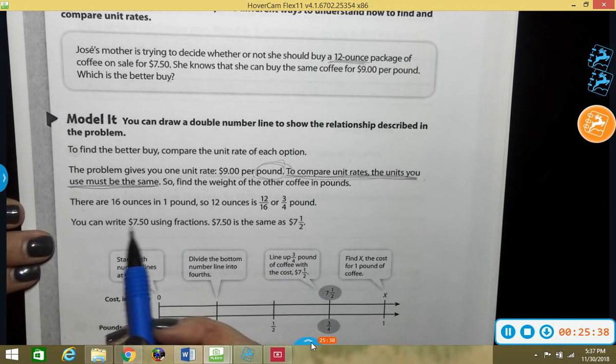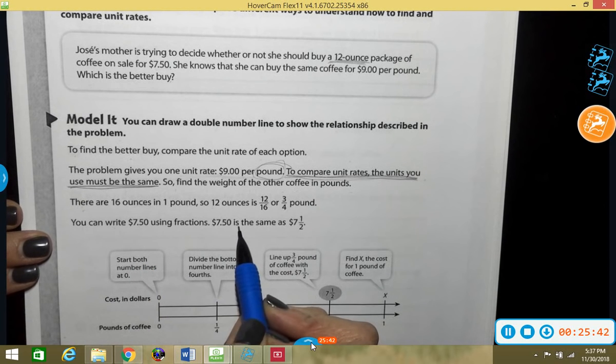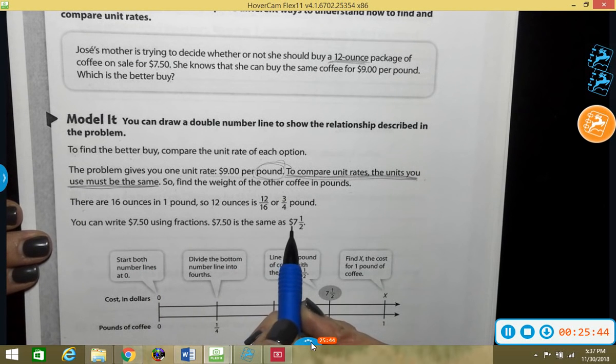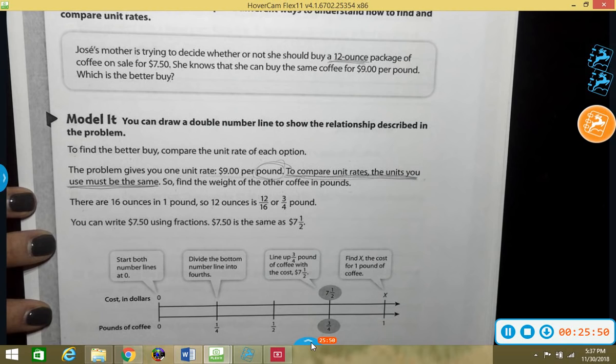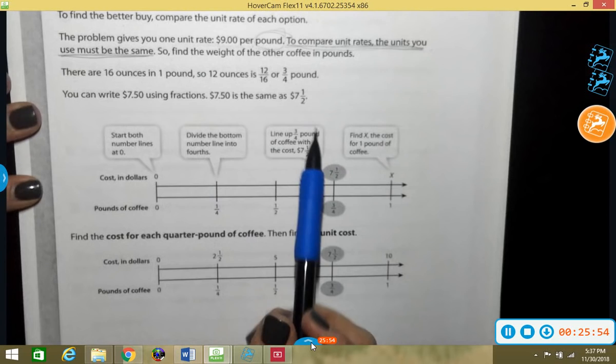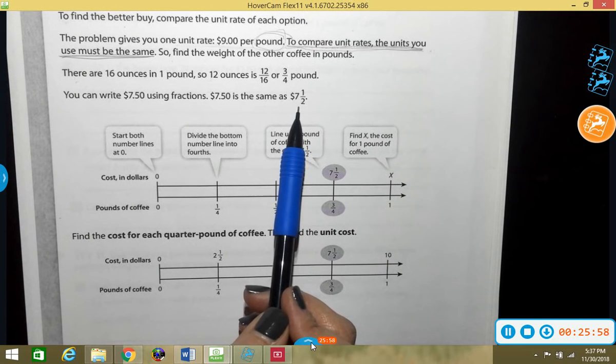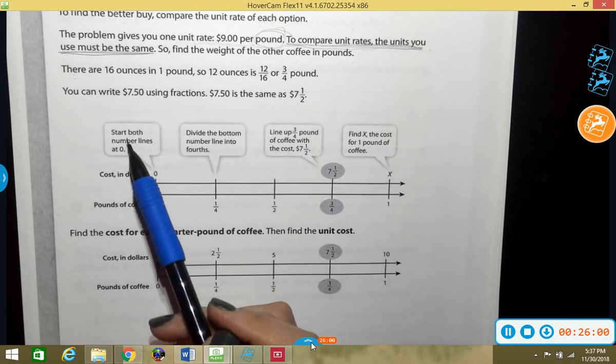You can write $7.50 using fractions in the same way, $7.50. 0.50 is the same thing as 1/2. Either way will be fine. It's just easier to multiply. I guess they do want you to keep it in fractions because it'll be easier to multiply.